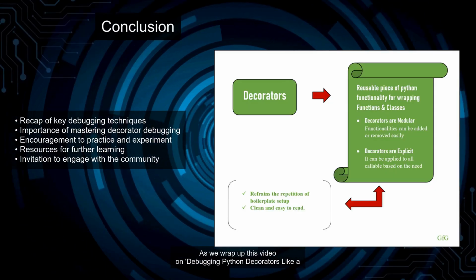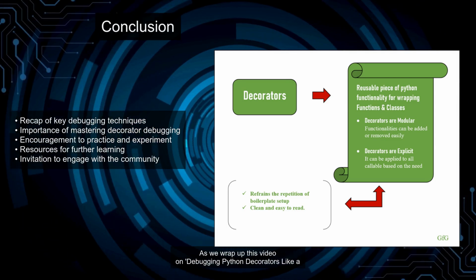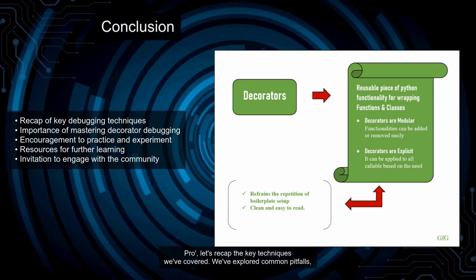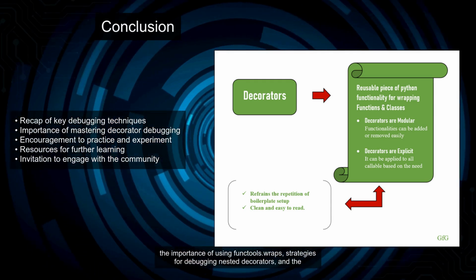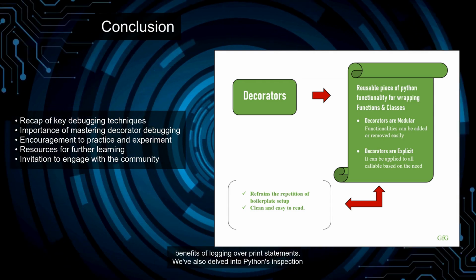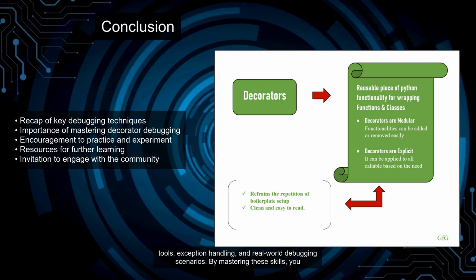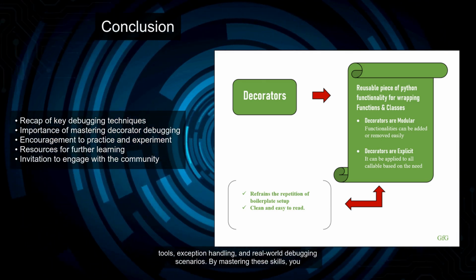As we wrap up this video on debugging Python decorators like a pro, let's recap the key techniques we've covered. We've explored common pitfalls, the importance of using functools.wraps, strategies for debugging nested decorators, and the benefits of logging over print statements. We've also delved into Python's inspection tools, exception handling, and real-world debugging scenarios.